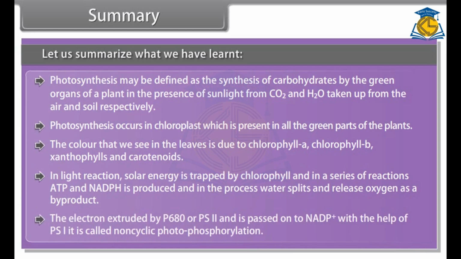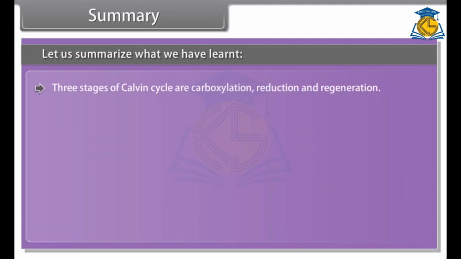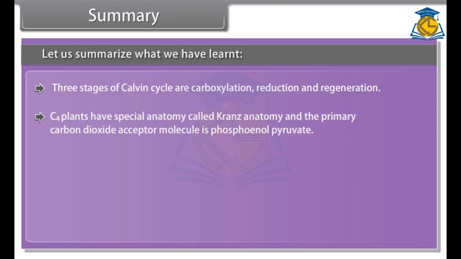The electron is extruded by P680 or PS2 and is passed on to NADP+ with the help of PS1. It is called non-cyclic photophosphorylation. The 3 stages of the Calvin cycle are carboxylation, reduction, and regeneration. C4 plants have a special anatomy called Kranz anatomy, and the primary carbon dioxide acceptor molecule is phosphoenol pyruvate.